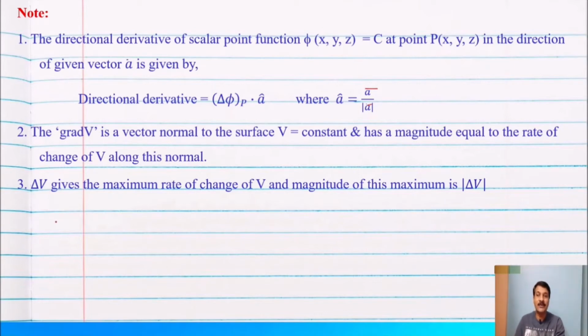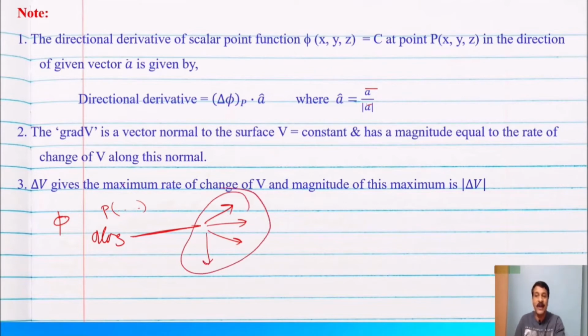In the exam, you can find examples on directional derivatives like this: find the directional derivative of phi at point P, suppose any point, along the direction. That direction may change. It may be along the normal, along the tangent, along the line, along the points, like that. That is why you should know how to find this direction vector. Okay? And that is why you have to remember the next note.